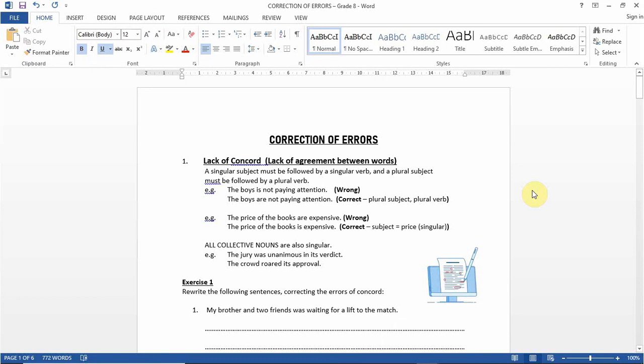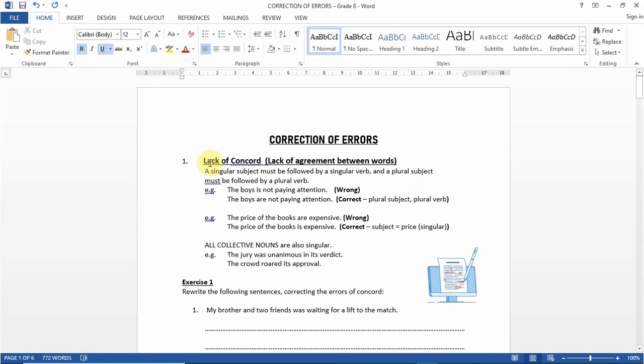Hi there guys, we're going to be looking at a few common errors that people make in their speech and in their writing. Now there are a large number of these errors that we will look at in the senior grades, grade 11 and 12, but right now, in grade 8 and 9, we're just going to be looking at a few really common ones, and there are going to be 5 that we're going to be looking at now.